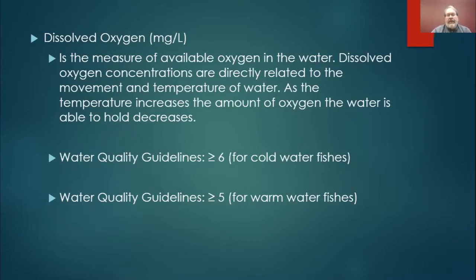So for dissolved oxygen, cold water fishes prefer greater than 6 milligrams per liter, and warm water fishes can go down to just 1 milligram less, 5 milligrams per liter or greater. The good thing is, in most of our streams that have flowing water, we're pretty good about keeping dissolved oxygen concentrations that high, but I have seen it drop down below 5.